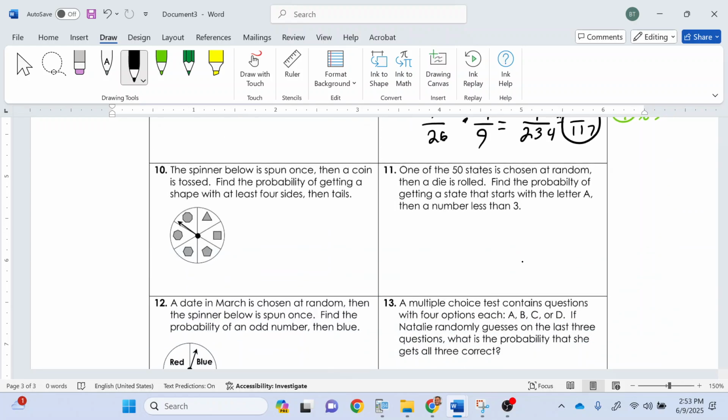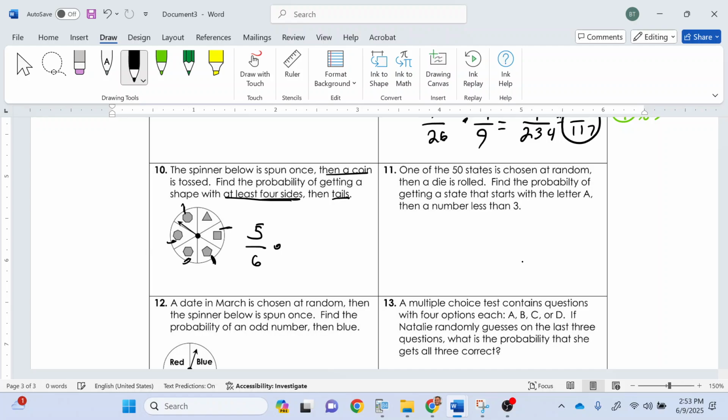The spinner below is spun once, and the coin is tossed. What's the probability of getting a shape with at least 4 sides and then tails? So first, let's look at the spinner. There's 6 options in total, so I'll put a 6 on the bottom. And I need at least 4 sides. So this has at least 4 sides, this has at least 4 sides, this, and this has at least 4 sides. So it looks like 5 out of 6.